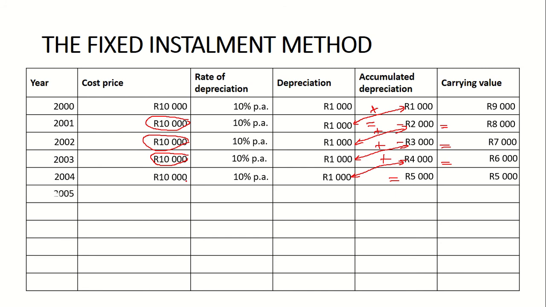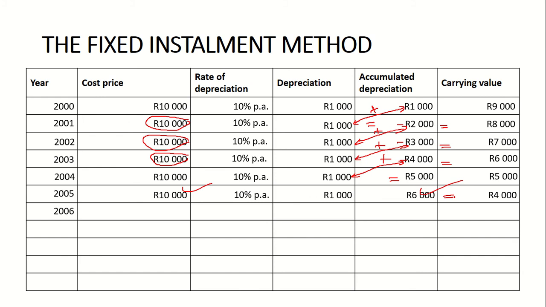For 2005, cost price is still 10,000. Depreciation rate is 10%. 10,000 multiplied by 10% will be 1,000 rand. My accumulated depreciation will simply be 6,000 rand. I did show you guys it is 5,000 rand plus 1,000 rand. It'll give you 6,000 rand. For me to get the carrying value, I will simply take the 10,000 minus the 6,000. Then it will give me my carrying value of 4,000 rand.